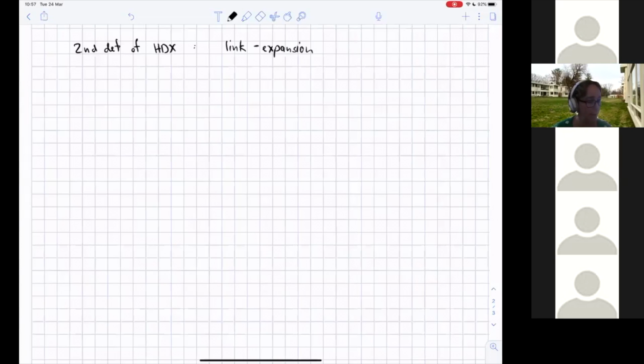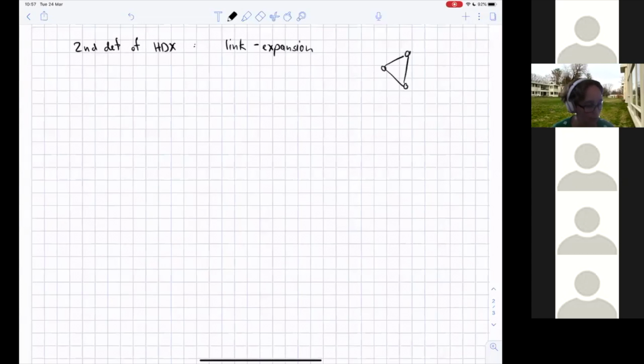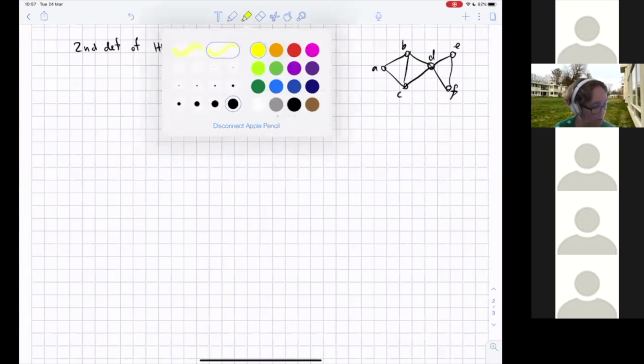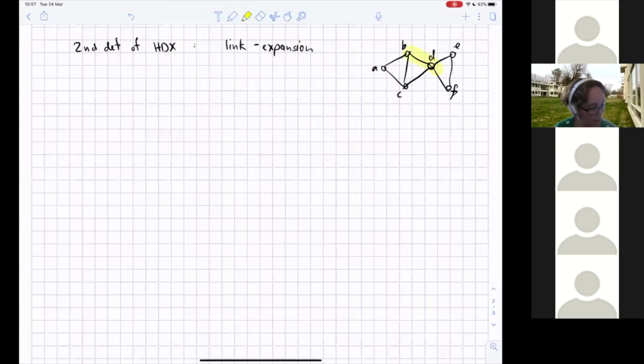So remember we had this definition of a link. I had this complex, A, B, C, D, E, F. And just to remind ourselves, what is a link? Let's look at this example. What is the link of C? So I look at C, I look at all the neighbors of C. I guess maybe I should use a thicker pen. Okay. So I look at all the neighbors of C. It's these.